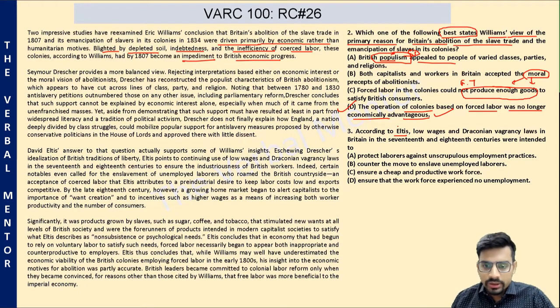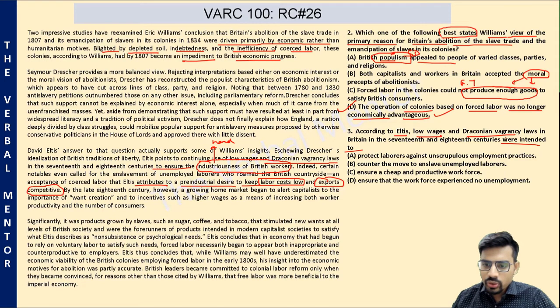Don't forget. So according to Eltis, low wages and draconian vagrancy laws in Britain were intended to do what? It is mentioned here that these laws ensured industriousness of British workers. Industriousness means hard work. So there were very harsh laws, and the wages were also very low, in order to ensure that the British workers worked very hard. Also, it was attributed to the desire to keep labor costs low and exports profitable, competitive.